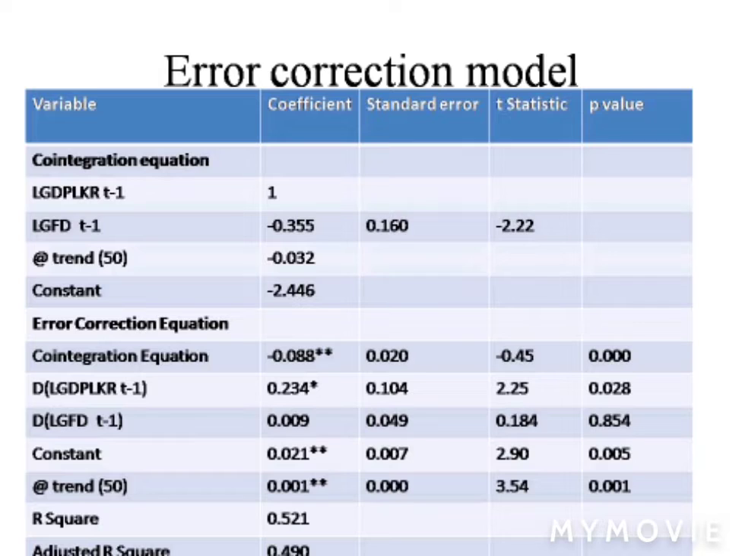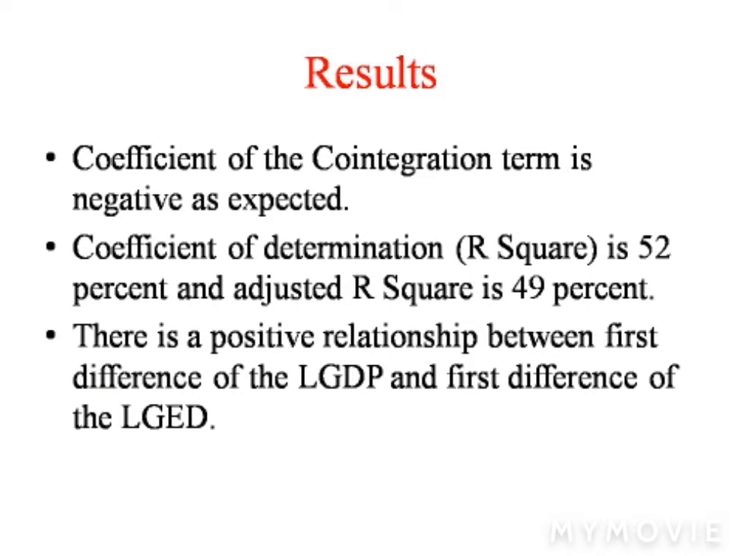R squared value is around 52% and adjusted R squared is 49%. In this model, we have identified a positive relationship between the first difference of log of GDP and the first difference of log of government external debt.